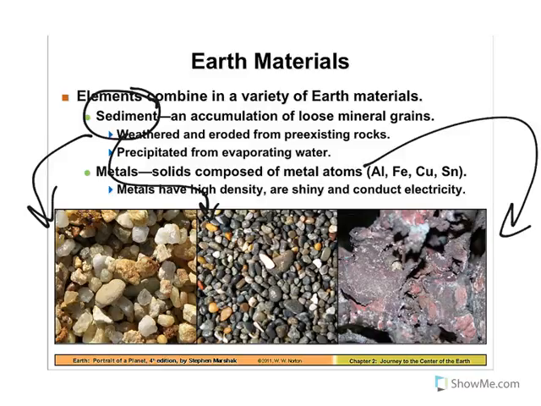We can also have metals. This is iron over here in this one. But metals are just composed of their metal. Aluminum is just made of aluminum. Iron is just made of iron. Copper is just made of copper. But what's pretty important about them is they have high density and they conduct electricity.